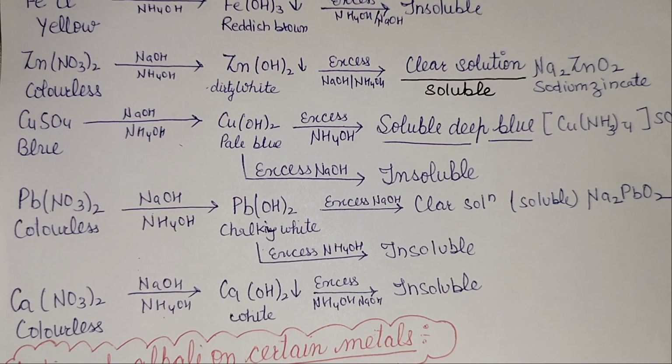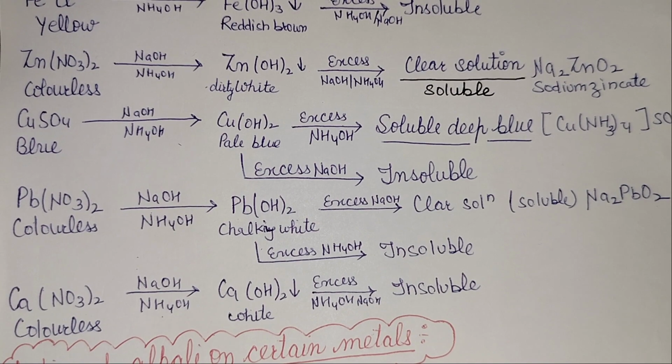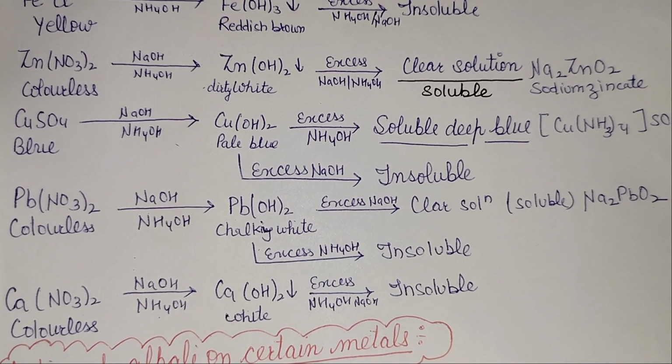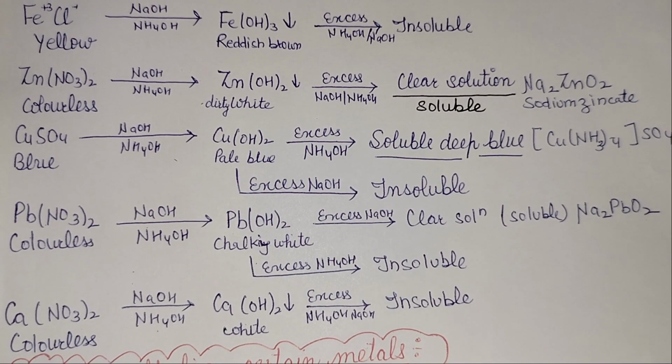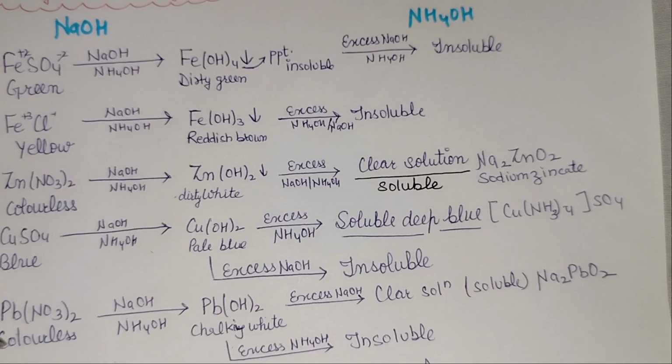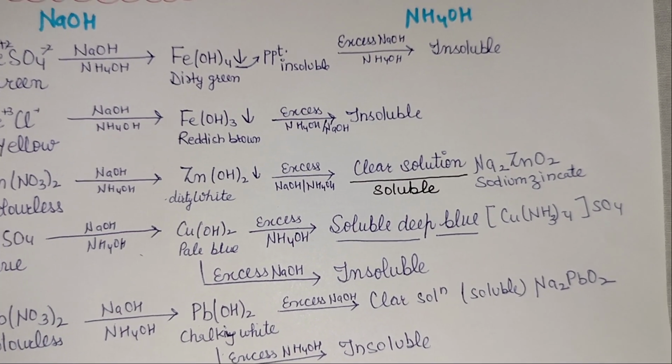In the case of calcium, it is colorless and gives a white precipitate. In excess of NH4OH or NaOH, it remains insoluble. So all you have to learn is these three observations about zinc, copper and lead. It is a very small chapter.